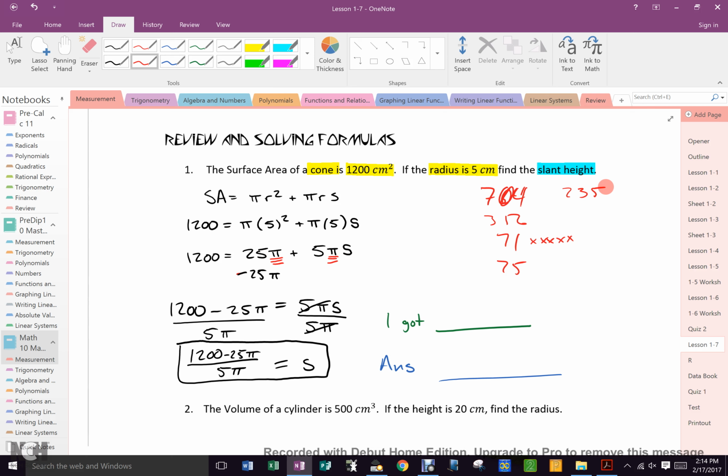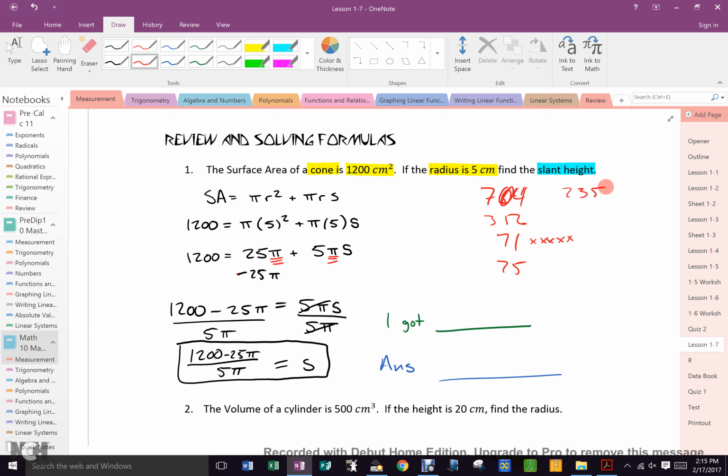I'm just saying, guys, what is the formula? The formula says pi r squared plus pi r slant, right? The surface area is 1,200, correct? Everyone agrees? So if your slant was 700, that would mean 700 times the radius, which is 5. That's 3,500 already, isn't it? It has to be 1,200. Do you see the problem here? Does everybody understand what I'm talking about? If it was 300, 300 times 5 is 1,500.